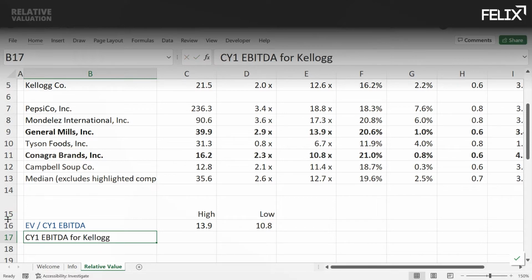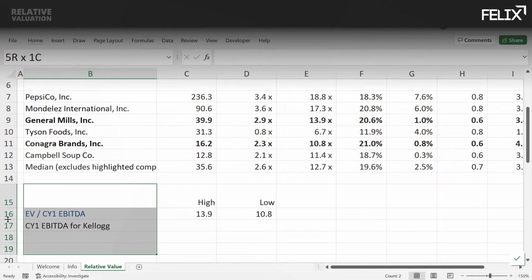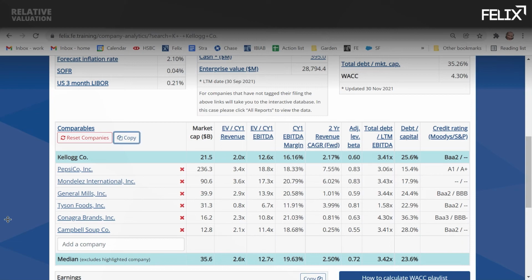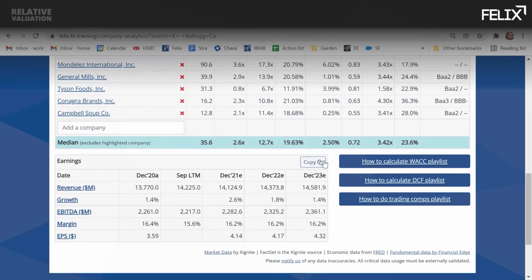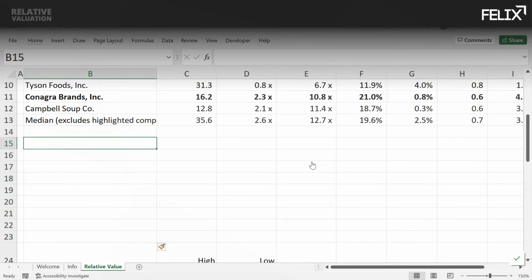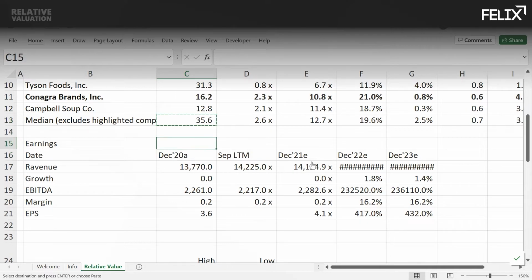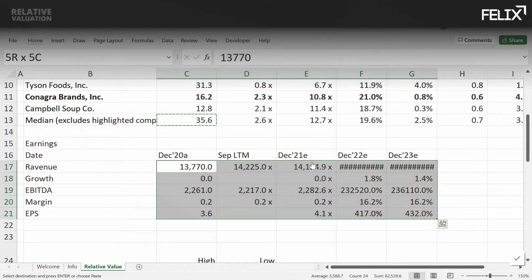I'm going to go back into Felix. Let me insert some rows here because I want to get the consensus estimates for Felix. And down at the bottom, we've got the consensus estimates. So let me pull that into my spreadsheet. I've got some rather annoying formatting, so let me change this. There we go.